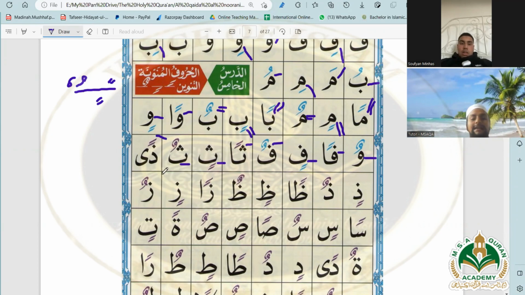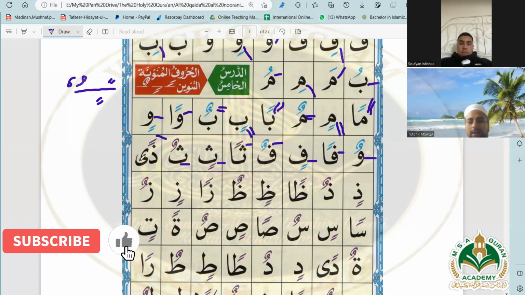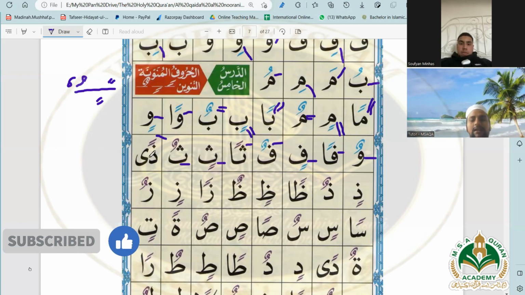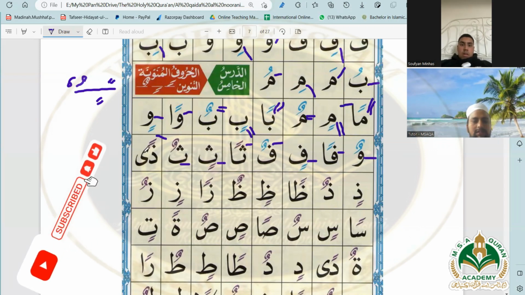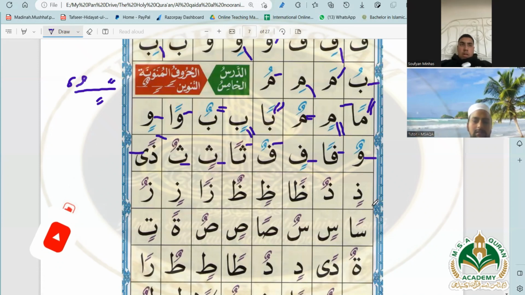Zal. We have to read this letter and the haraka, which is under it, not the extra letters. So it means we have to skip this ya also. Zal fathatain zan, zal kasratain zin, zal dhammatain zun. Inshallah, soon I'll let you know the reason why we are skipping these extra letters like ya and this alif. I'll give you the reason inshallah when it's needed, but not now.